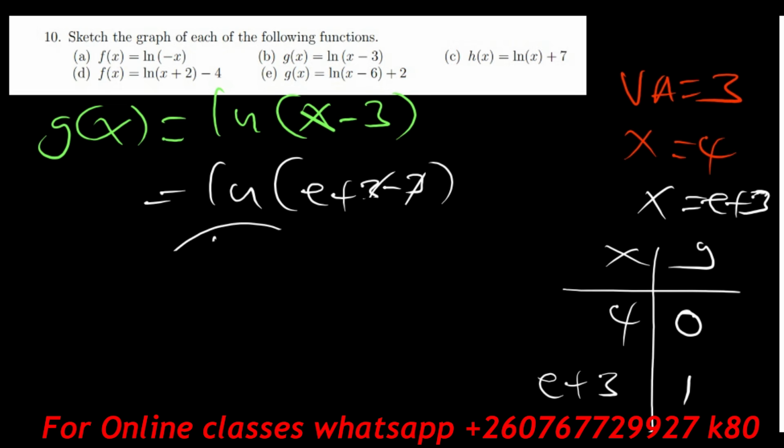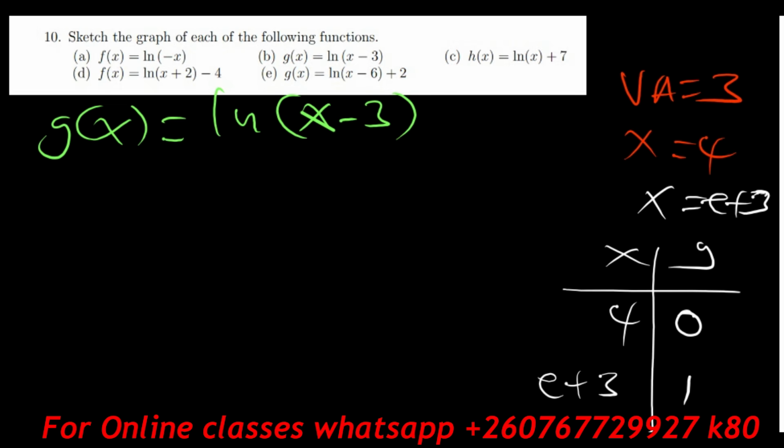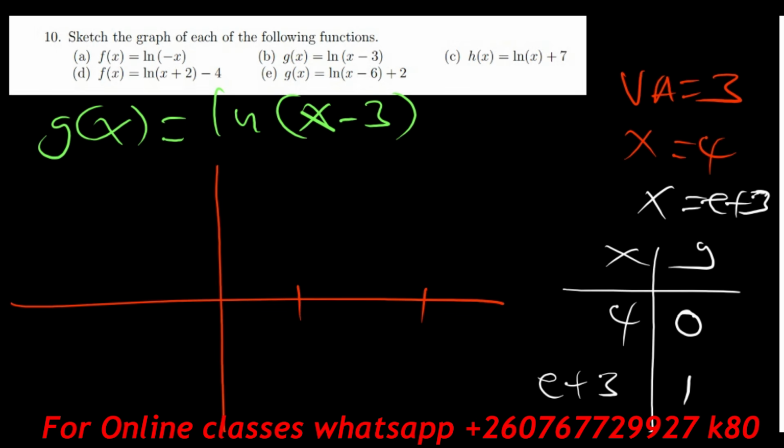Next, I can plot this now. I'll have my graph. In x I have got 4. Okay, I'll put 4 here. Let's first we have the vertical asymptote. Let's not forget the vertical asymptote is 3. Then we have got 4. We also have e plus 3. So I'll put first my vertical asymptote here.